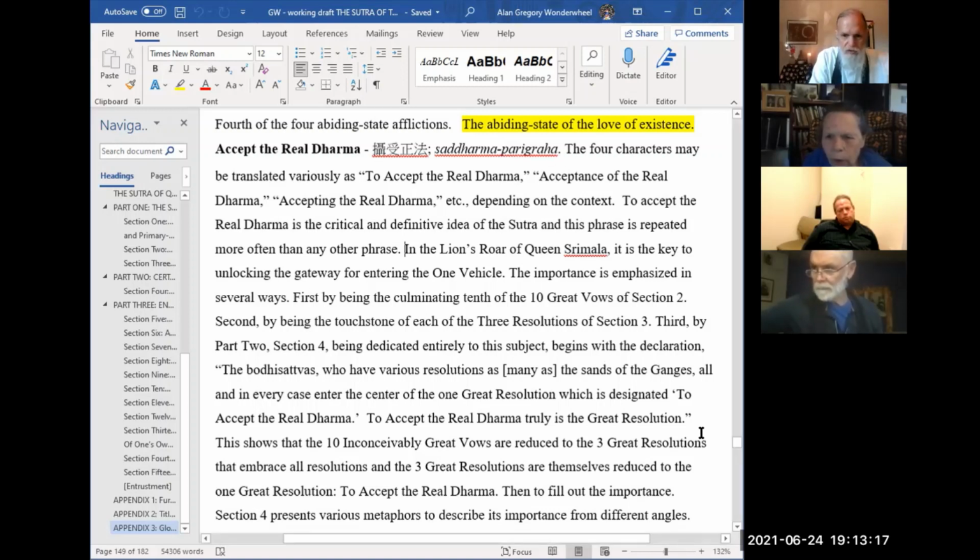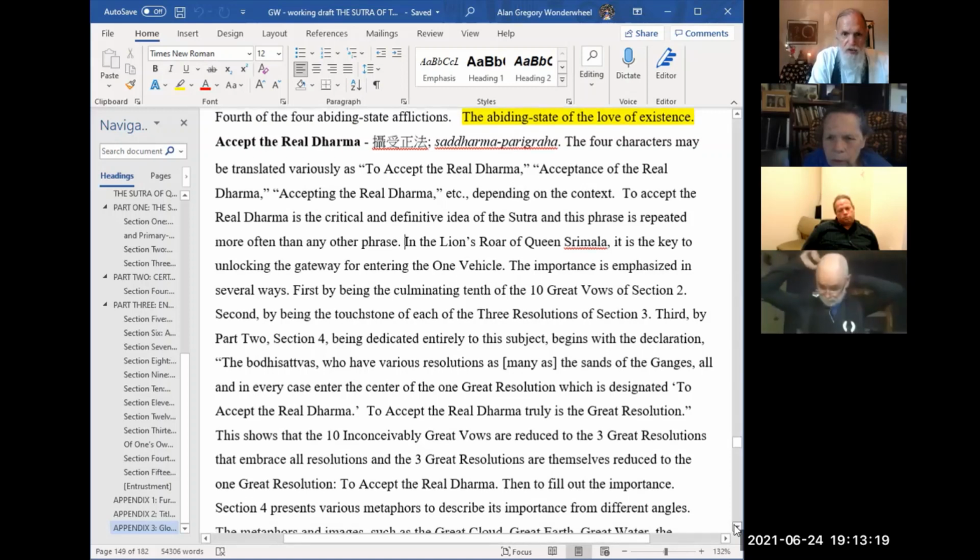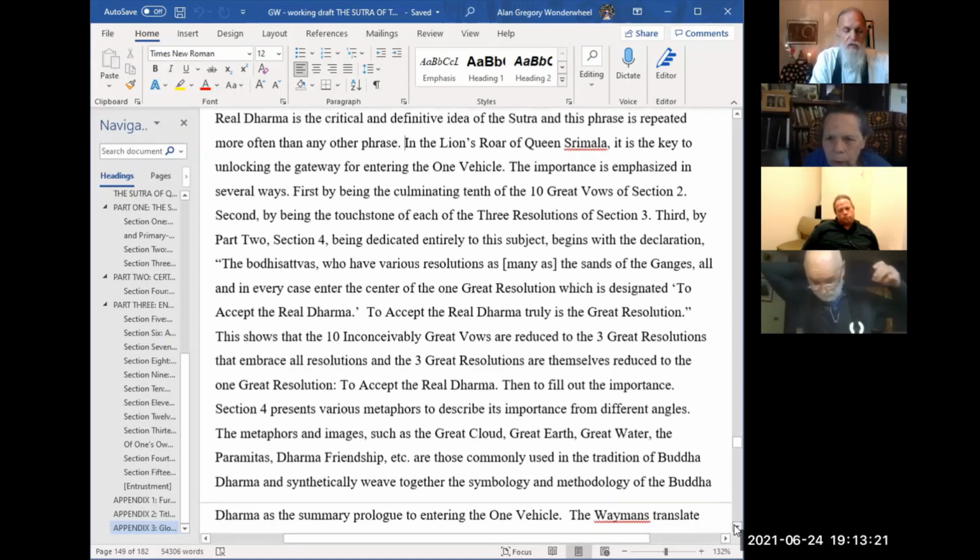The importance, let's see if there's any other notes here. So because this whole proclamation vow and the whole other section on accepting the real Dharma, it underscores that this is not contrary to the Prajnaparamita Bodhisattva vehicle, but it includes it.